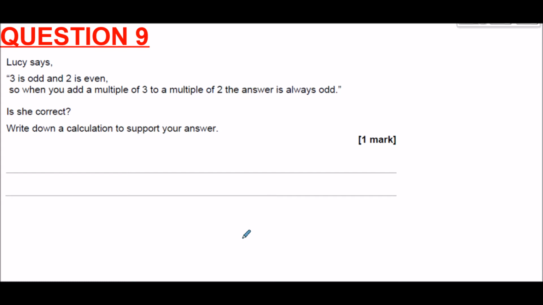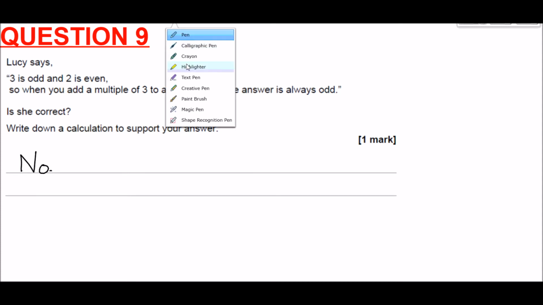Question 9. Lucy says 3 is odd and 2 is even. So when you add a multiple of 3 to a multiple of 2, the answer is always odd. Is she correct? The quick answer is no. But seriously, no. You need to give a calculation to support your answer. What this is called, you're looking for a counter example. You're looking for something which proves her wrong.